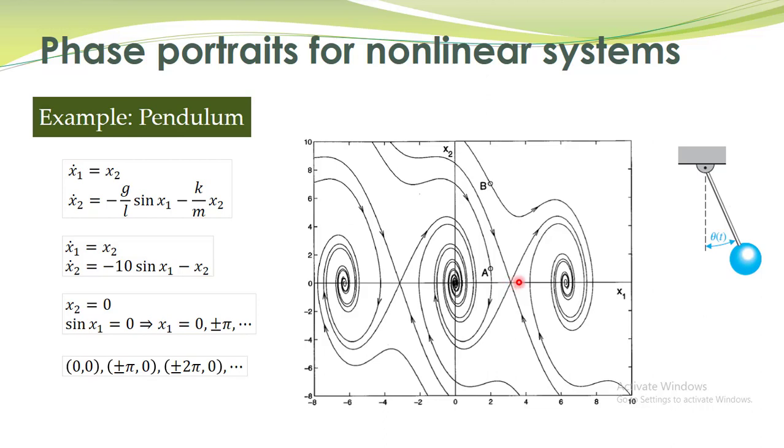So again, practically, there are always disturbances that will cause the trajectories to move slightly away from, for example, this trajectory. And then even if it moves slightly towards right or towards left, it will either converge to this equilibrium point or to this equilibrium point. Similarly, this equilibrium point is stable focus. This equilibrium point is saddle. This is also stable focus.